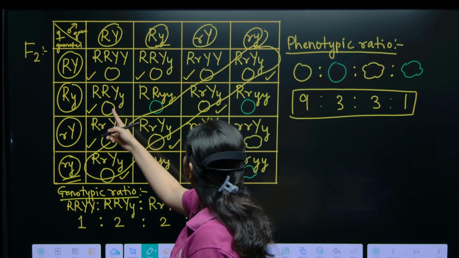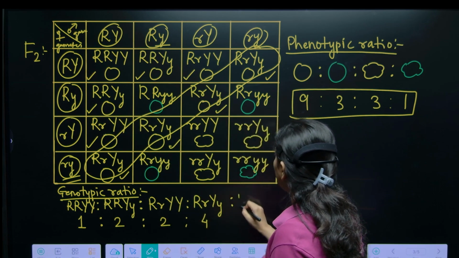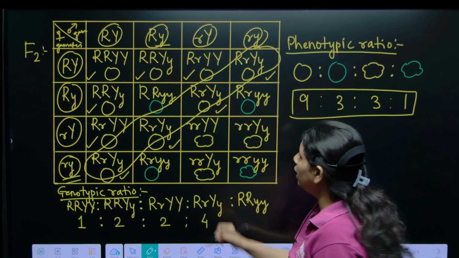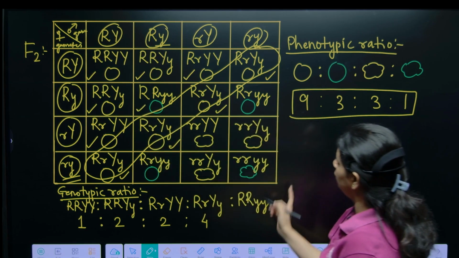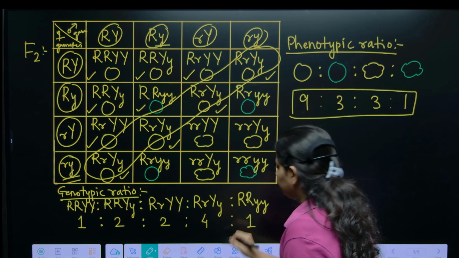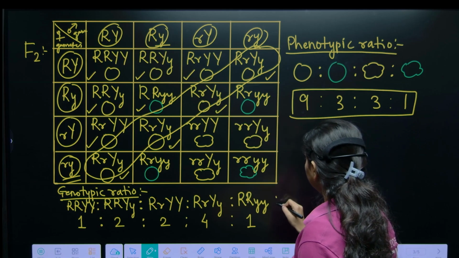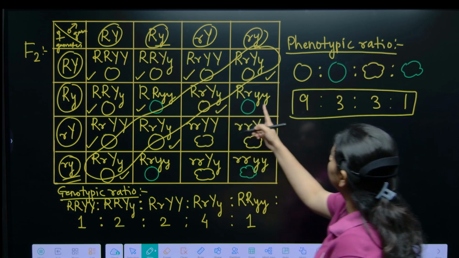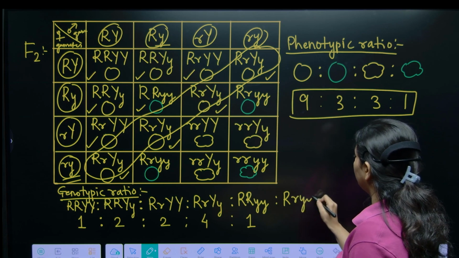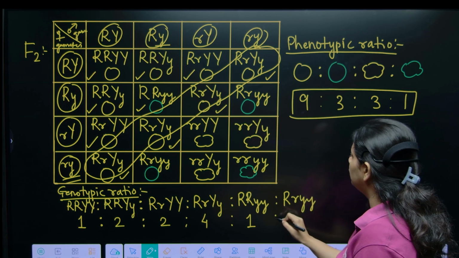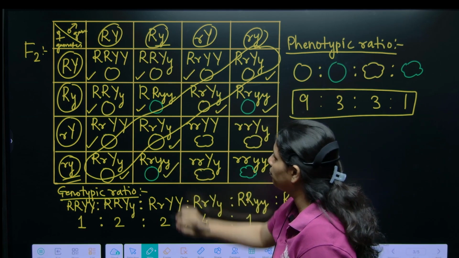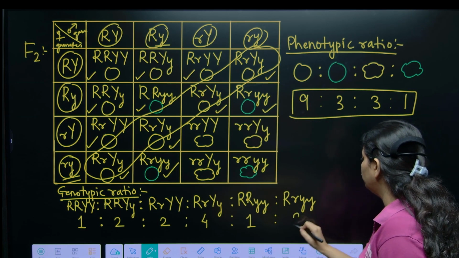Okay, let's see the next one. This one is done. So this one, capital R, capital R, small y, small y. Is there anywhere else? No, we have only one. Okay, let's see the next one. Capital R, small r, small y, small y. Let's count how many with this genotype. This is one. Do we have more? Yes, here. So we have two.